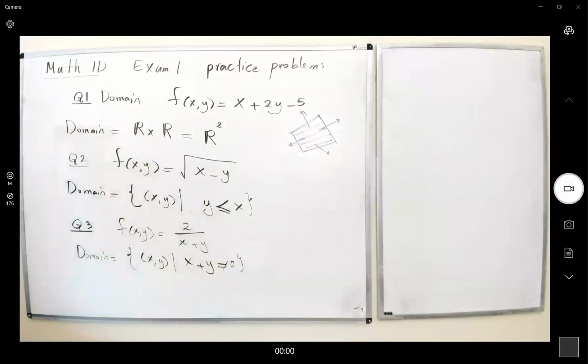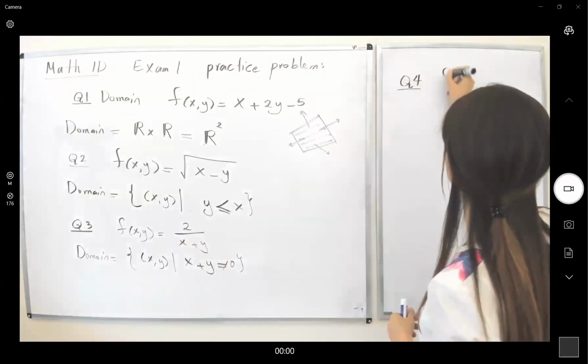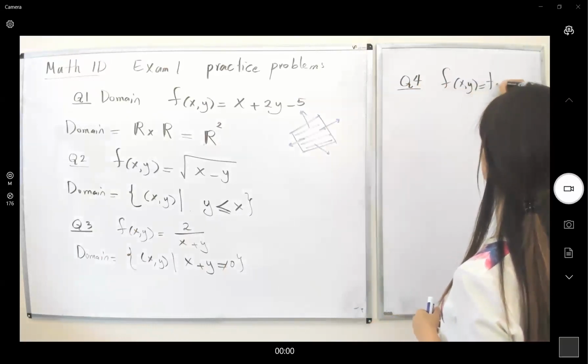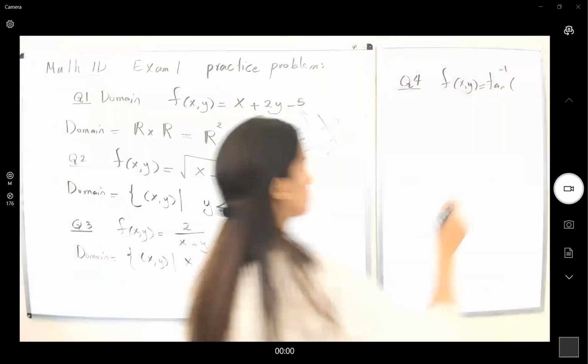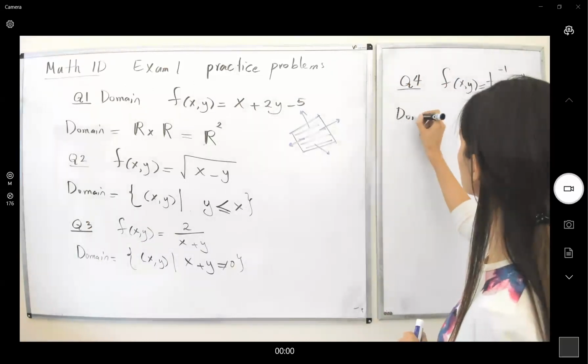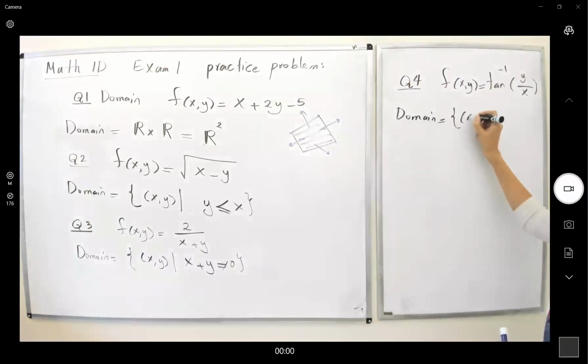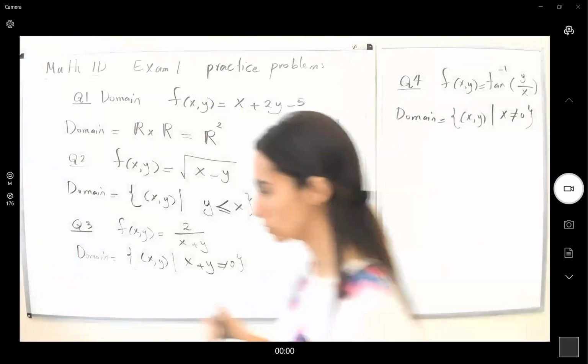Your question 4 is actually inverse tangent. For inverse tangent, you just need to be careful about the denominator. So for question 4, you have f of x and y, which is inverse tangent of y divided by x. So the domain of this function is equal to the set of all points such that you just need to be careful about the denominator. Your denominator cannot be 0.